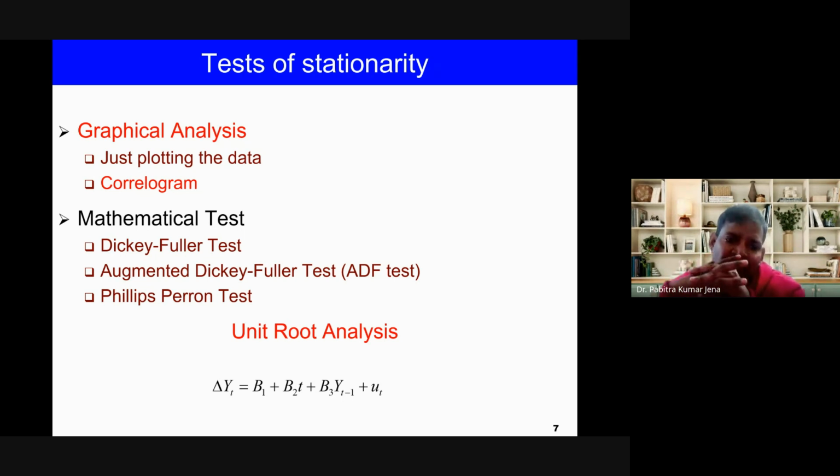Then the third mathematical test of stationarity is the Phillips-Perron test. The Phillips-Perron test is a non-parametric test, and the Dickey-Fuller and Augmented Dickey-Fuller are parametric tests. Can anybody tell what is the difference between parametric and non-parametric tests?